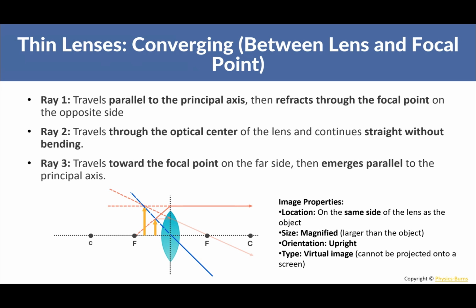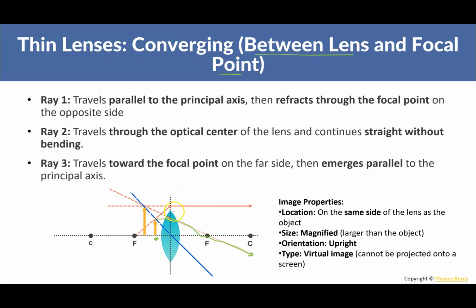So this one's a little different. Travels parallel. This is when the object is between the lens and the focal point. So we have the object right here. Okay. Travels parallel to the axis, then refracts through the focal point on the opposite side. So last time, like we talked about, we went here, and then we go towards that focal point.